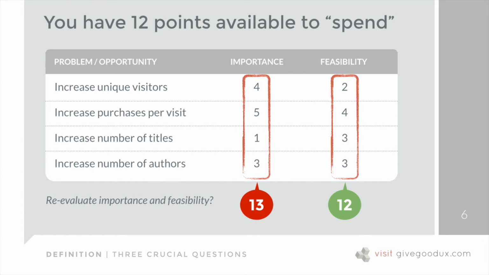Do I reevaluate both the importance and feasibility of each of these things? Do I rethink or eliminate some of these opportunities? If I go down this list, maybe increase number of titles, because it's of low importance and it's of medium feasibility. I mean, maybe we just scrap that altogether and focus on the other 3 things and allocate our efforts appropriately. Are you getting a sense of how this works? It's sort of forcing you to think about what really counts. What can we really do? What really matters?